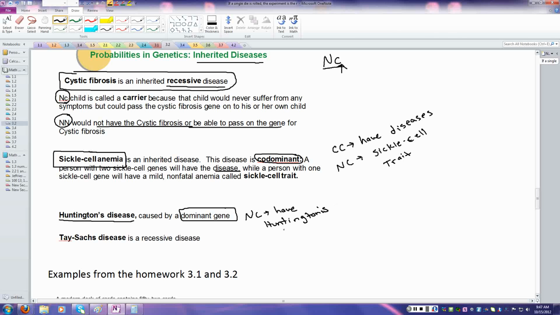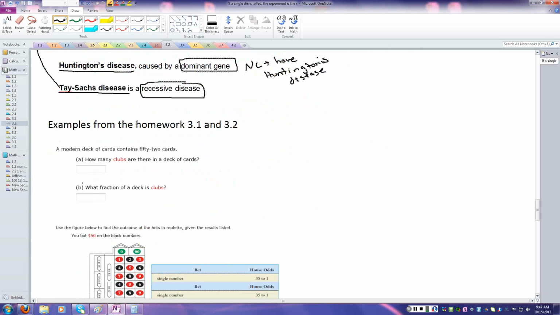You have Huntington's disease. So that's what it means by a dominant gene. And then this disease here, it's a recessive disease, just like cystic fibrosis. So you can think of it kind of being the same idea here. So let's look at some examples from the homework.